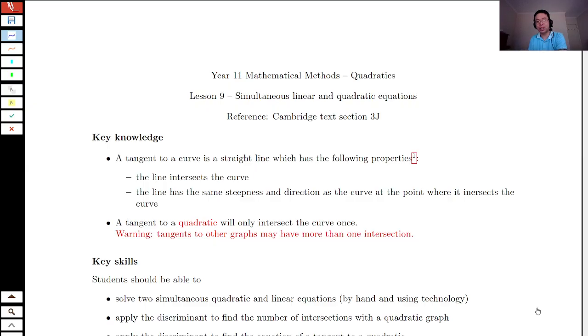Hi Year 11s and welcome to this special edition of Maths Methods. In this video we will be looking at solving simultaneous linear and quadratic equations.